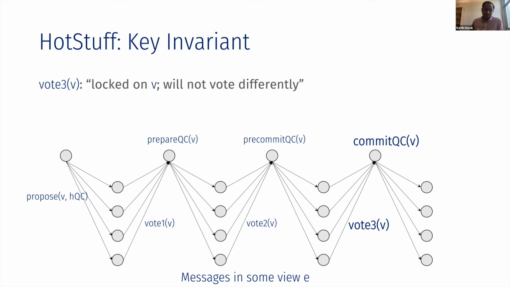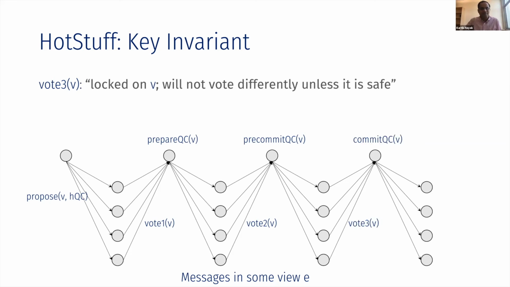Unfortunately, just this does not suffice, and this has to do with a liveness constraint. If I vote, I'm making a promise I will not vote on something else. But if no one has committed a value, for liveness reasons, I need to be able to vote on something else. So this constraint needs to be relaxed a little bit, where the promise says, I will not vote differently unless I know it is safe.